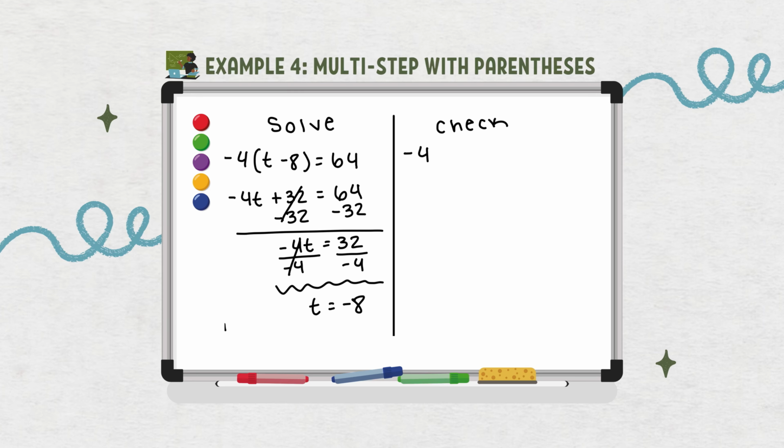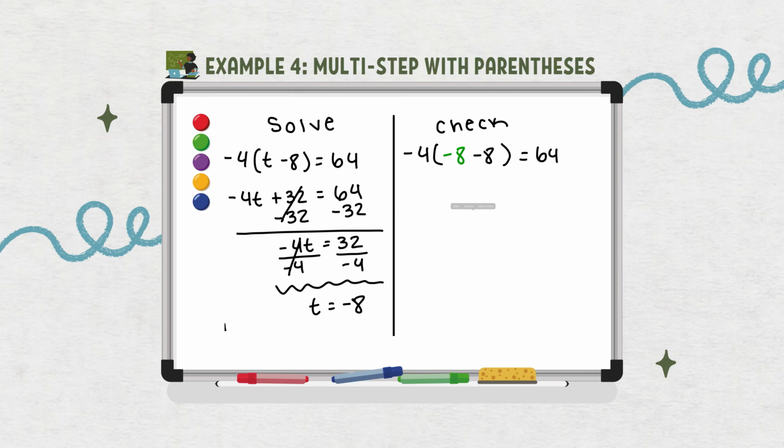Now let's check our work. Negative 4 times, I'm going to plug in for t, which is negative 8, minus 8 equals 64. Now I'm going to do this as if you are not using a calculator. Okay, so I'm going to use the distributive property.